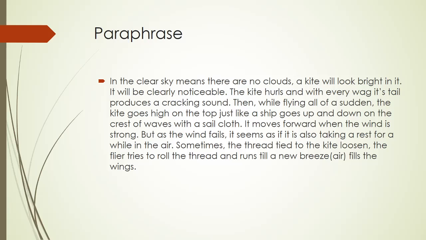It moves forward when the wind is strong, but as the wind fails, it seems as if it is also taking a rest for a while in the air. Sometimes the thread tied to the kite loosens, and the flyer tries to roll the thread and runs till a new breeze fills the wing. This is the whole summary of the poem, so we term it as paraphrase. Now, one by one I'll be explaining the stanzas.